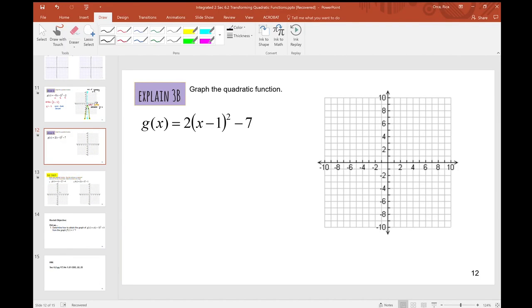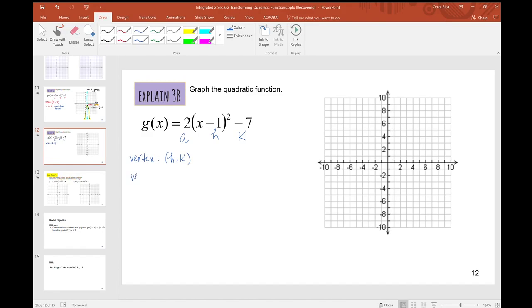So we're still at explain 3b, and in this problem we're going to be graphing the quadratic function by using vertex form. When using vertex form, you need two things. You need the vertex and the scale factor. Step 1 is to label all the parts, A, H, and K. Step 2 is to identify the vertex, and the vertex is H, K.